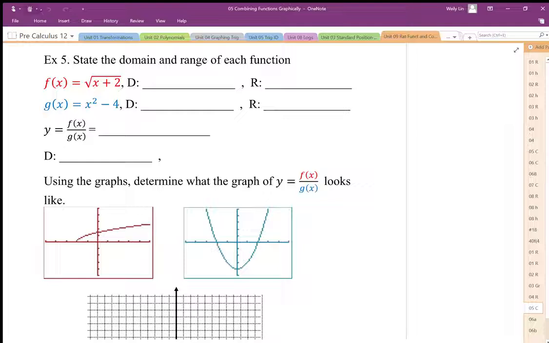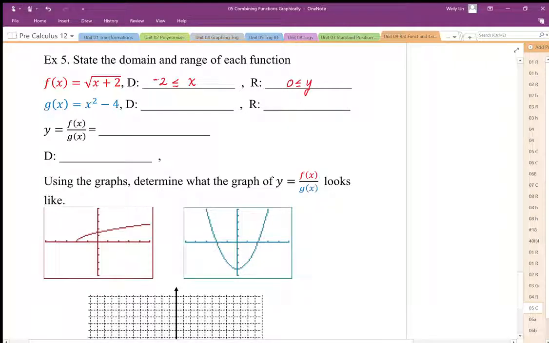So looking at these two functions, f and g, what is the domain of f? The f is a square root function, and we cannot have negatives inside the square root, so the smallest that x could be is -2. And x must be greater than or equal to that -2 value. The range is going to be y is greater than or equal to 0, because we know that value could be 0, and it's going to go up from there.